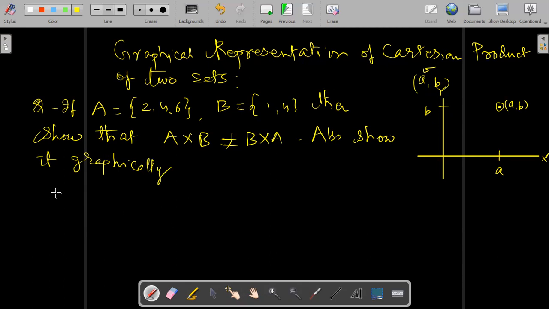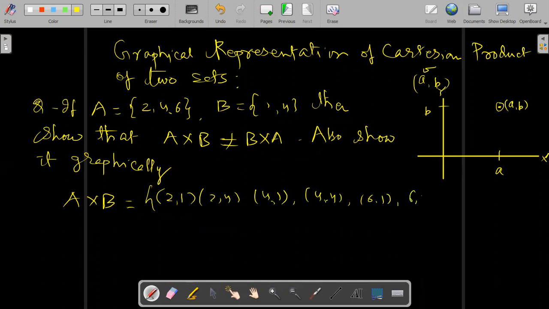So A cross B, B cross A. First we will find A cross B. A cross B and B cross A. So A cross B will be (2,1), (2,4), (4,1), (4,4), then (6,1), (6,4). This is A cross B, and B cross A, this is equation number 1.